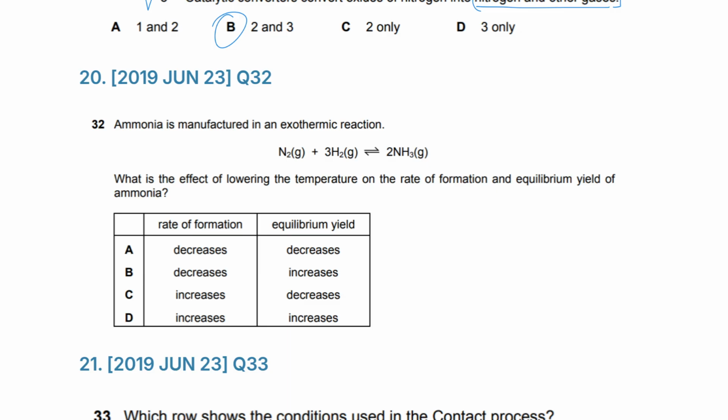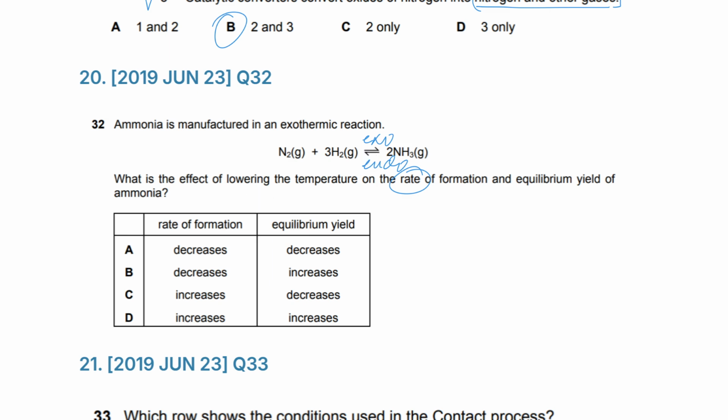Okay, continuing from this question: ammonia is manufactured in an exothermic reaction. Forward is exothermic and reverse is endothermic. What is the effect of lowering the temperature on the rate of formation and the equilibrium yield of ammonia? What is the effect of lowering the temperature on rate? Remember, rate has nothing to do with the reversible reaction.